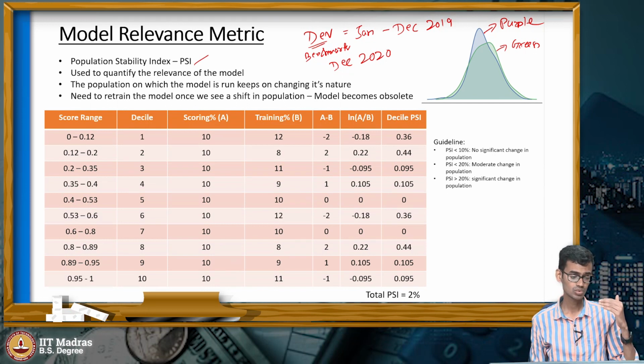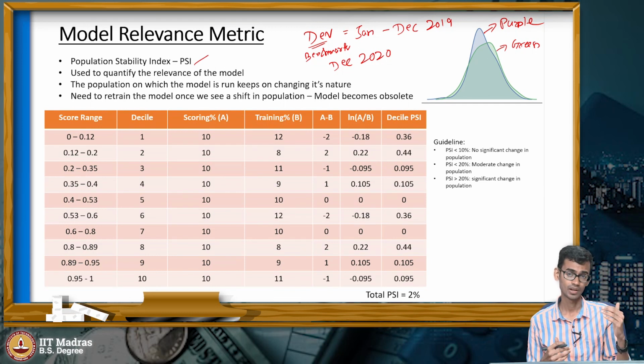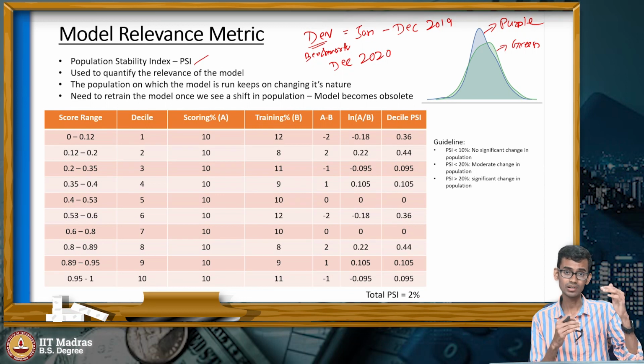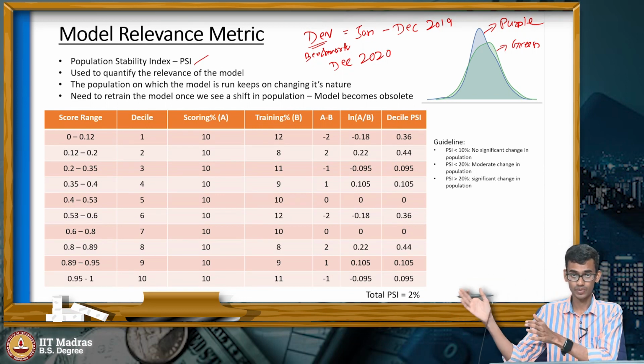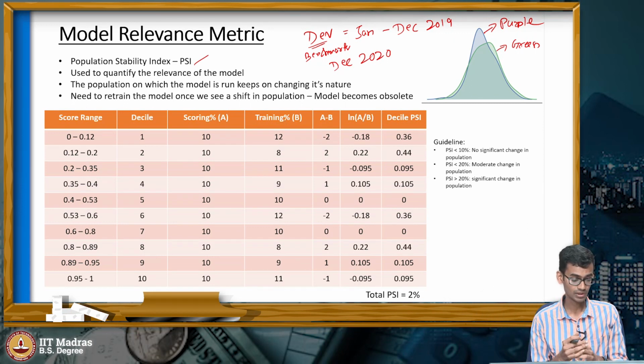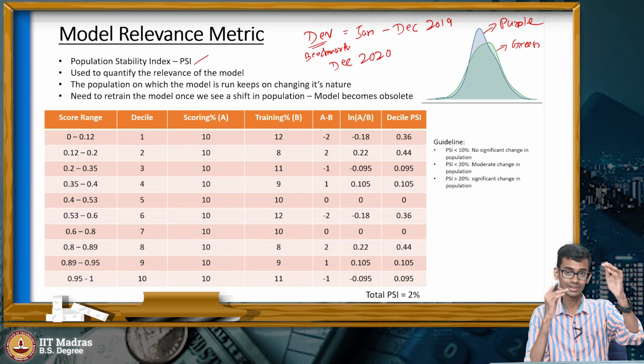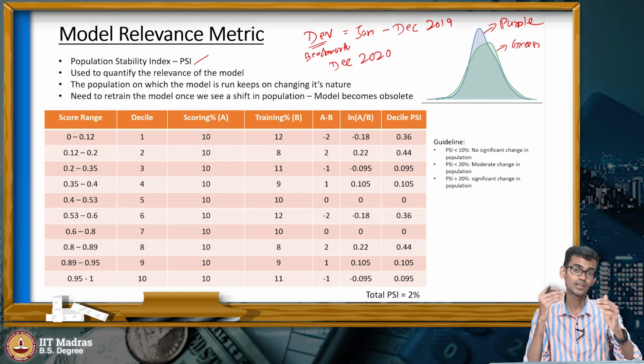And then what you do is something called deciling. Deciling is nothing but dividing the data into 10 equal parts. The first decile will be the values from 0 to the 10th percentile, and then from the 10th percentile to the 20th percentile will be your second decile, and then from the 20th to the 30th percentile will be your third decile, and so on and so forth.